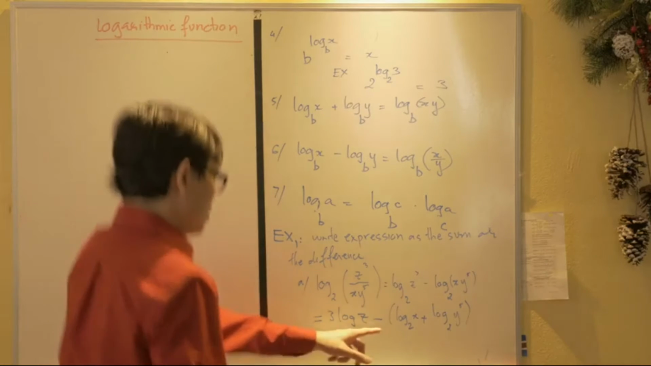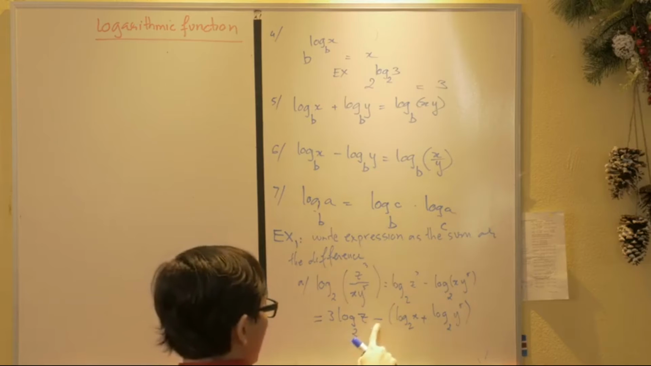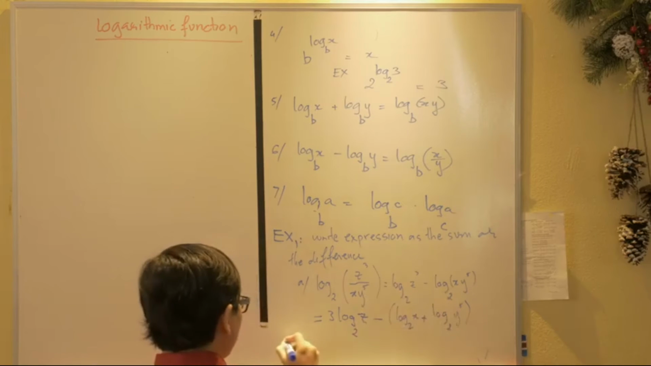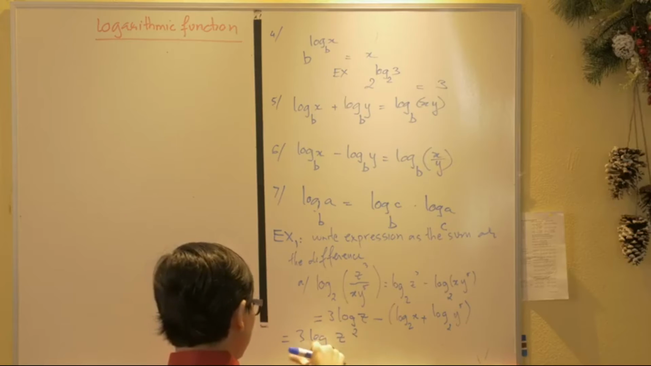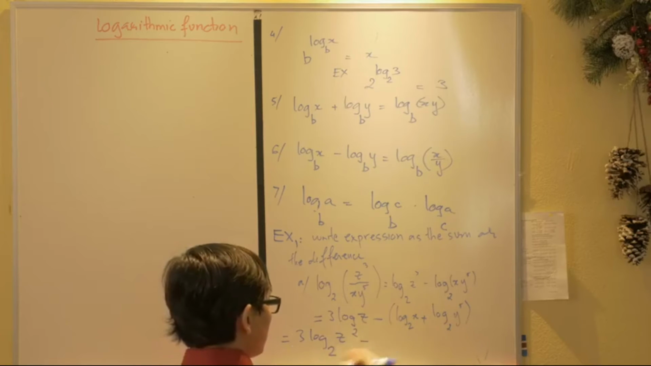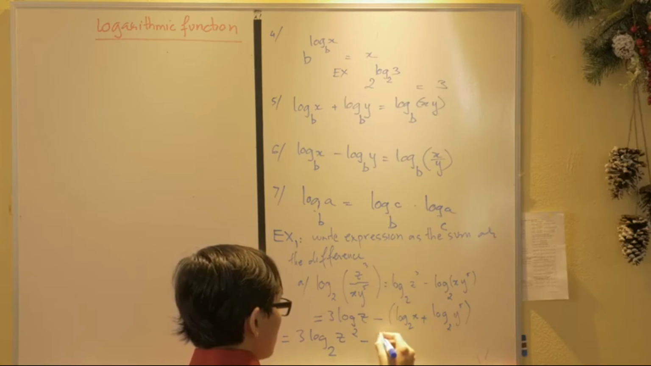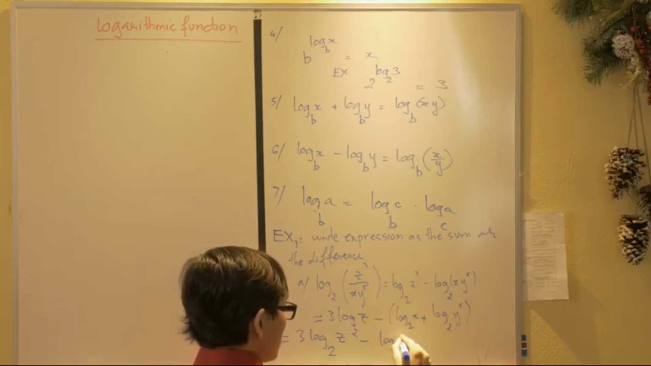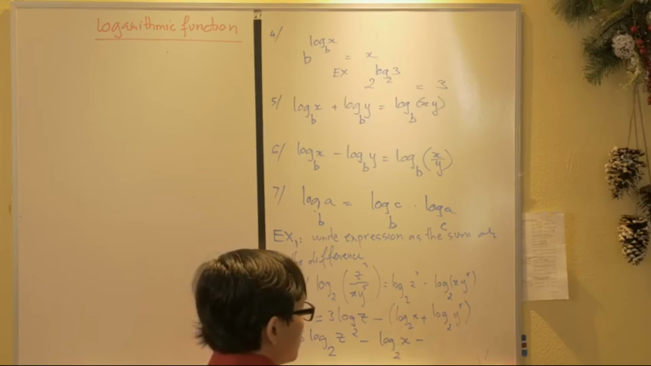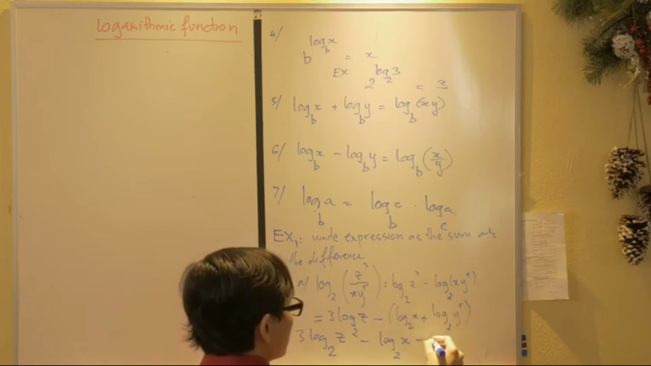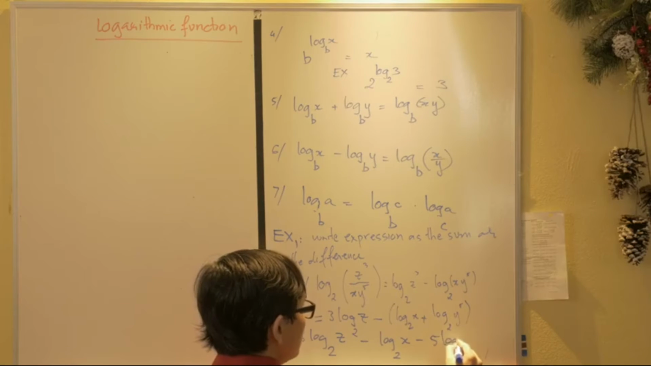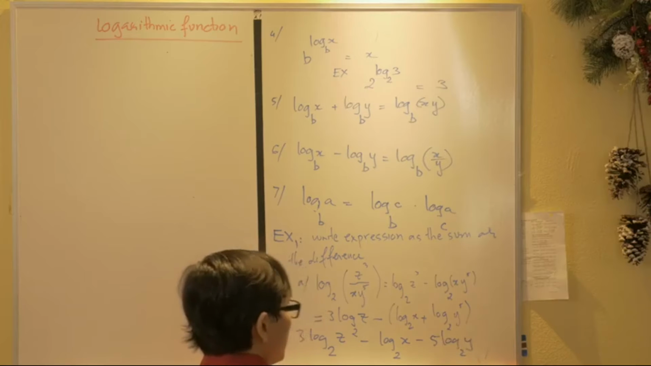So over here, the minus sign can distribute them. So we become 3 log base 2 of z minus, right, minus log base 2 of x minus 5. You can bring it to the front, right, using the formula over here. So 5 log base 2 of y. And here you go, we finished.